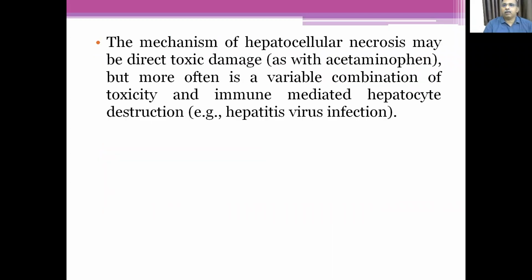So the mechanism of hepatocellular necrosis may be direct toxic damage, as with paracetamol. I'll say paracetamol for your understanding. The paracetamol will directly injure the hepatocytes so that the cells will get necrosed, and that necrotic material will be taken out by the Kupffer cells or macrophages. But more often it is a variable combination of toxicity and immune-mediated hepatocyte injury.